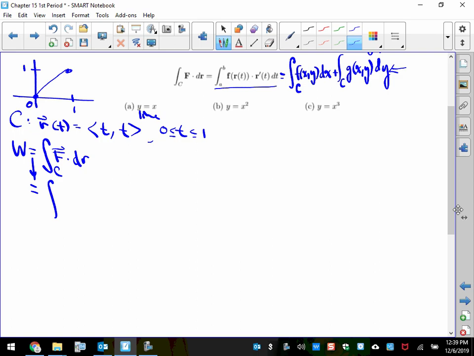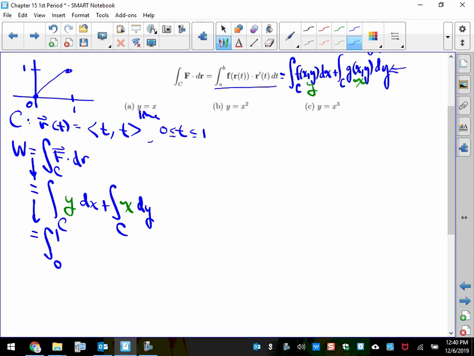So this is going to be the integral over c of, the f function here is y, and the g function is x. So let's write that down. So this is y dx, and then plus the integral over our path of x dy. And we've already found the parametric equations for each of these. So let's now convert it to the parametric equation from 0 to 1.